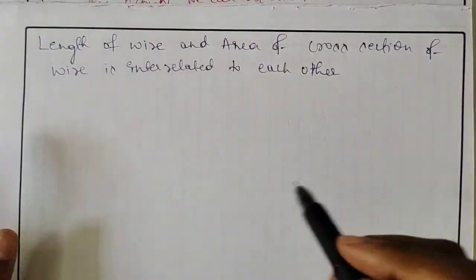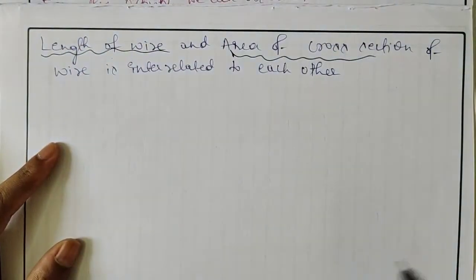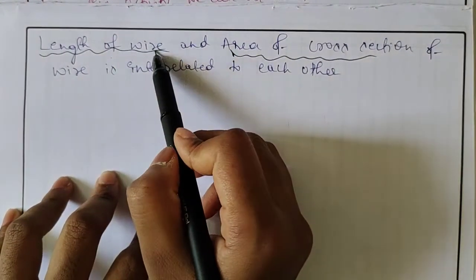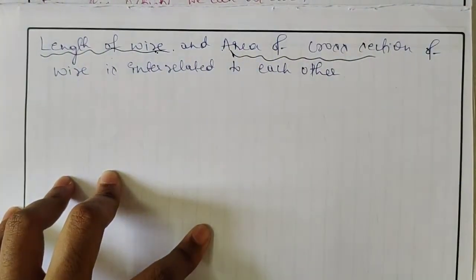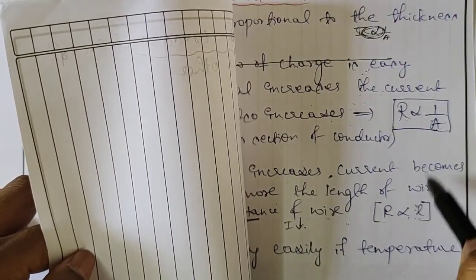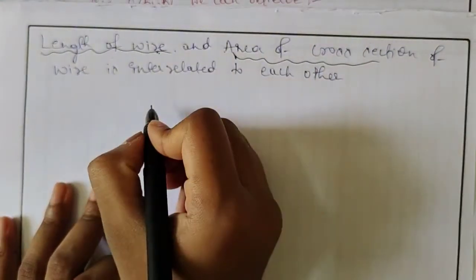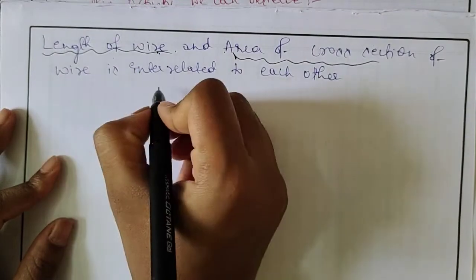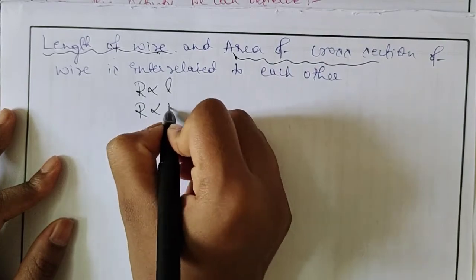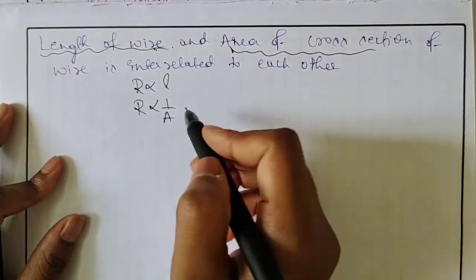Listen here, the length of a wire and the area of cross section of a wire are interrelated to each other. So you need to recall what I'm talking about now: these length and area of cross section. That means I need to take these two equations. So by taking those two equations, I can write R is directly proportional to L and R is inversely proportional to 1 by area of cross section. Understood? So that is how I got this from the earlier explanation.